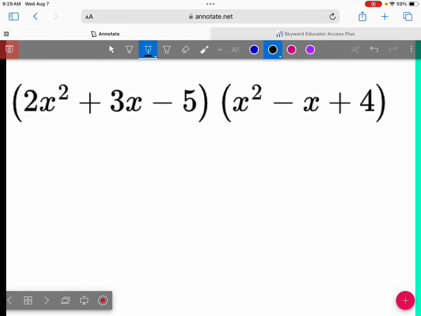Zoom it in so you can see it. We are going to approach this exactly the same way. It's just going to be a beast and crazy long, because I have 3 terms times 3 terms, which means without simplification, we're going to have a lot. So I'm just going to read it out so you can write it down. We've got our 2x squared plus 3x minus 5. That's our first polynomial. Second polynomial is x squared minus x plus 4.